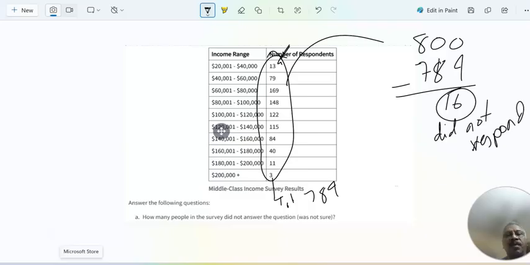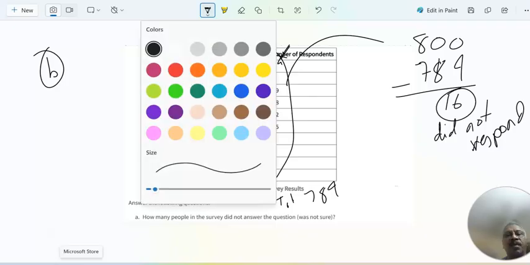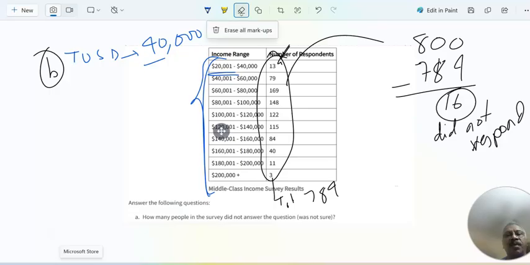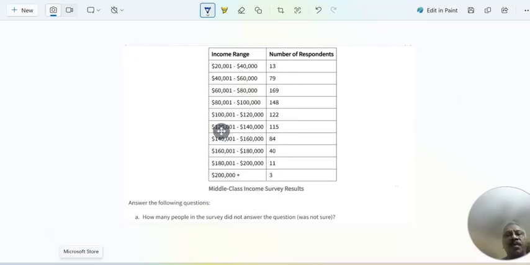The second question, B, is asking how many of these, the Tucson Unified School District, the teacher's salary starts at 40,000. So what percentage, if you see the table, believe people making 40 or above are middle income? So in this case, how many are making 40 or above? You can say 40 is right here. So that means we'll have to total this, right? But all together, these are 784.